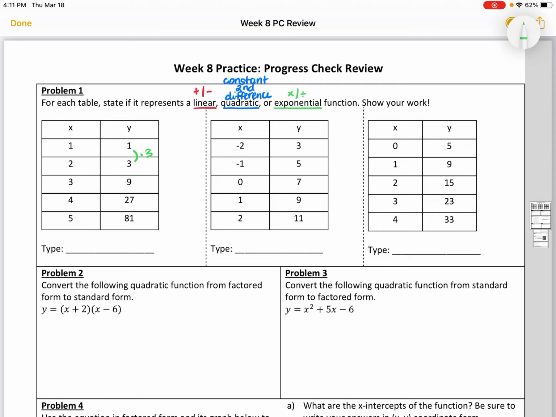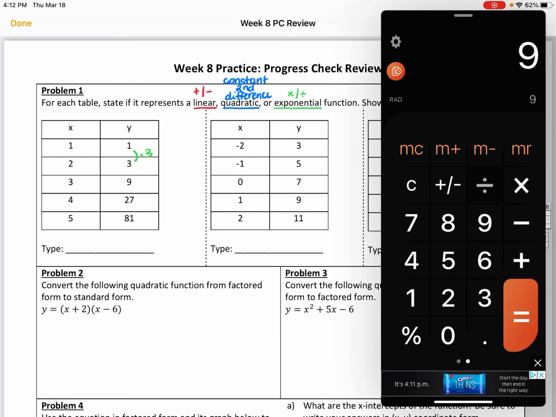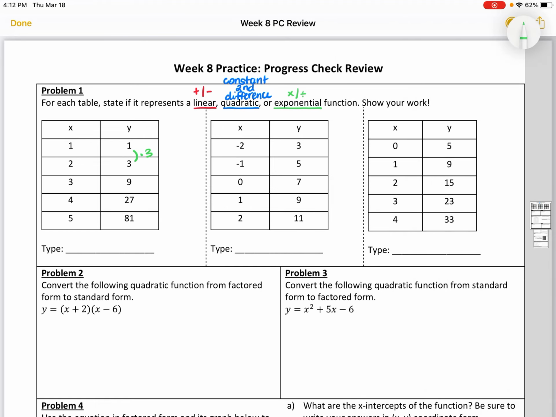So 1 times 3 gives me 3. Now I want to see if I will get the same thing when I do from 3 to 9. So again, you can do 9 divided by 3, the number below divided by the number above. That gives me 3 again. So that means it is multiplying by 3. Okay. So it looks like we're getting a pattern.